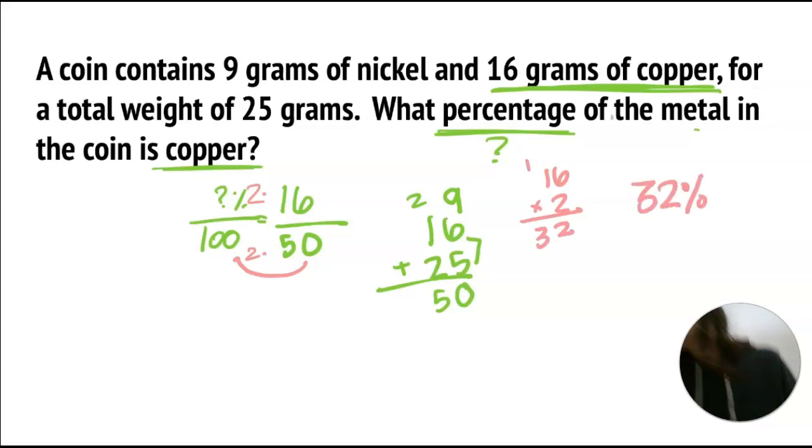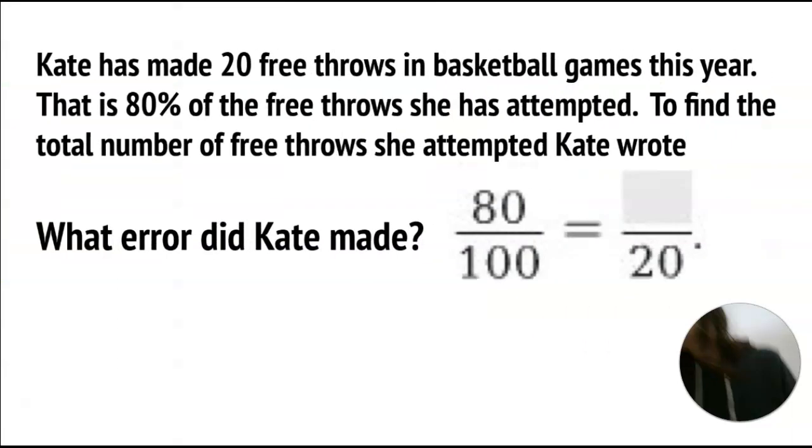Kate has made 20 free throws in basketball games this year. That is 80% of the free throws that she has attempted. To find the total number of free throws she attempted, Kate wrote this out. I love that she did 80% over 100. So what error did Kate make? She got the 80% correct, didn't she? She got the 80 over 100.